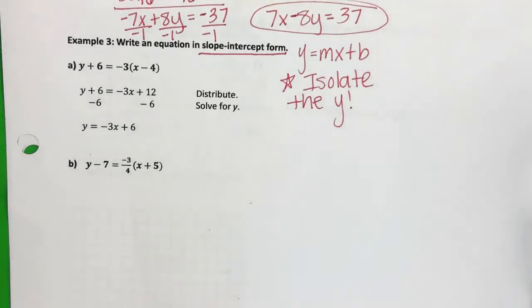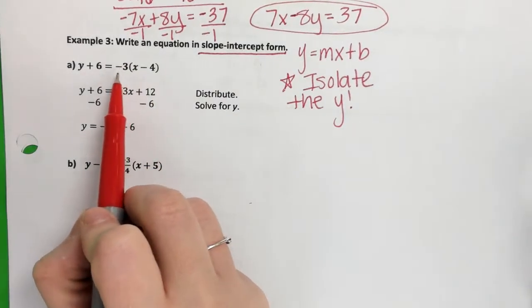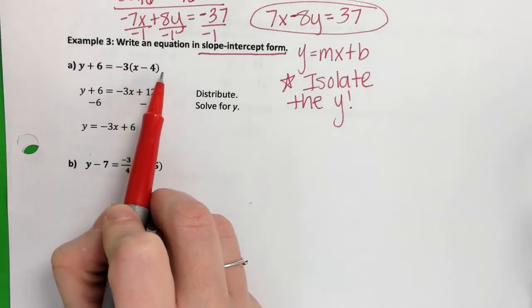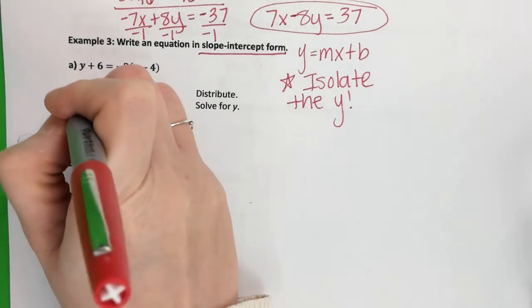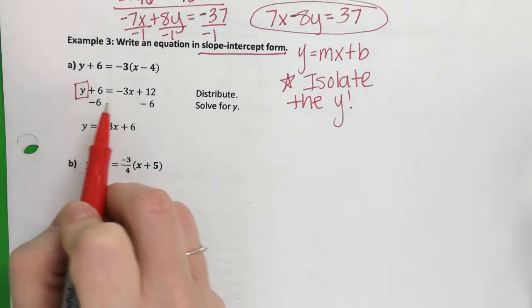Can you have fractions in these? Yes. All those specific instructions or guidelines you have to follow are just for standard form. You can definitely have fractions in this. So looking at the example that's already worked out, first we distribute. You're always going to do that first. And then just focus on getting this y by itself. So to get the y by itself, you subtract 6.